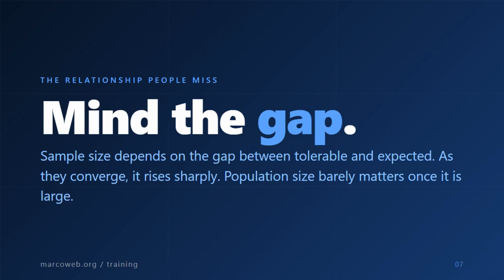Here is the relationship candidates miss most. Sample size depends on the gap between the tolerable and expected rates. As those two converge, sample size rises sharply. If you expect a 4% deviation rate and can tolerate 5, you need a great deal of evidence to tell the difference. And population size? Once the population is reasonably large, doubling it barely changes the sample at all. That is counterintuitive, and it appears as a distractor again and again.